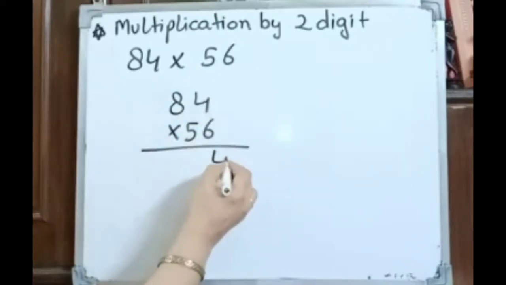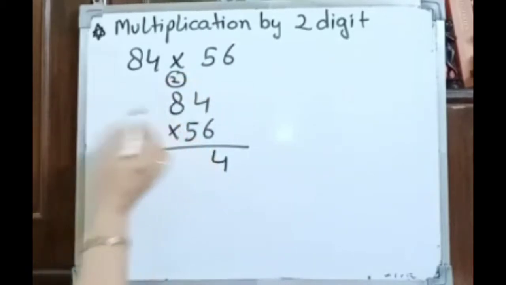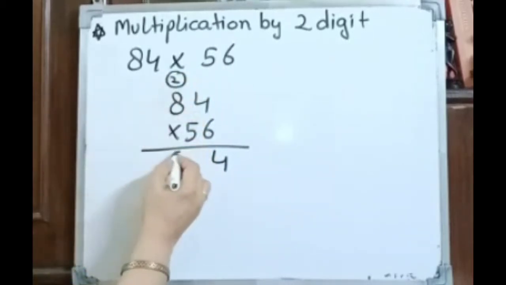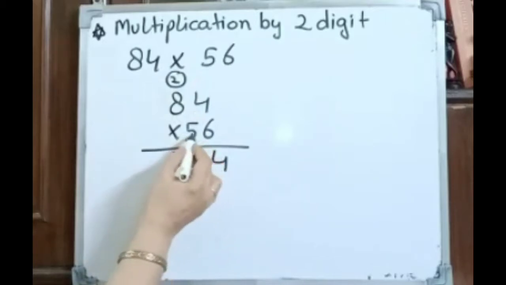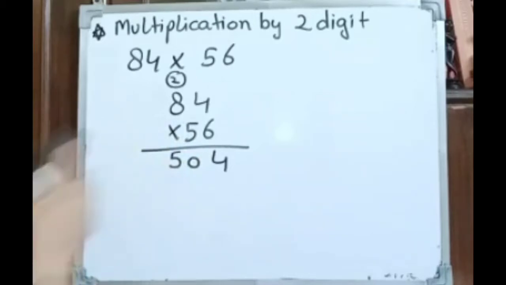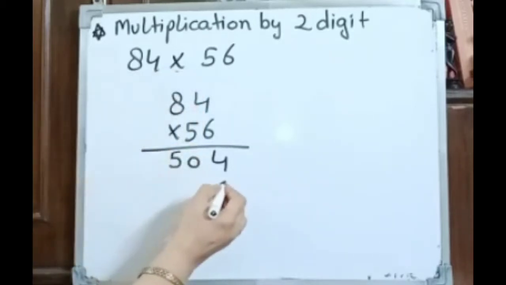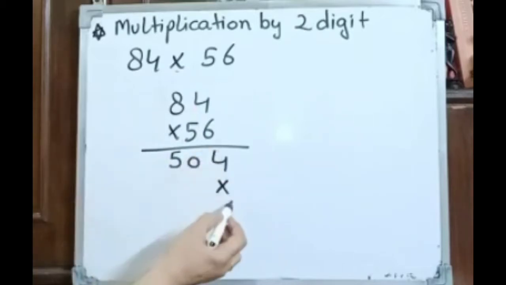6 fours are 24. Here you make a circle and write 2. Now 6 eights are 48, 49 and 50. Now what you have to do? Now take the number in the tens place. Now rub this and make it here once again one circle. So here put a cross or 0 in the ones place.